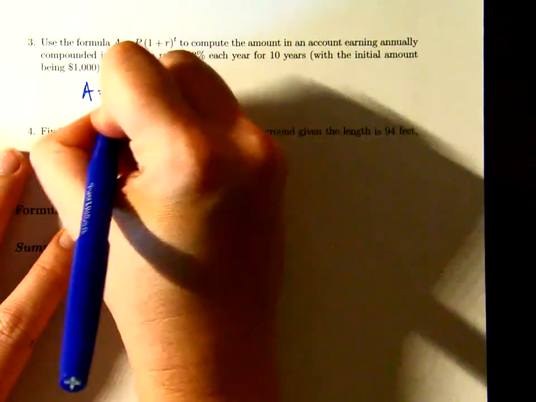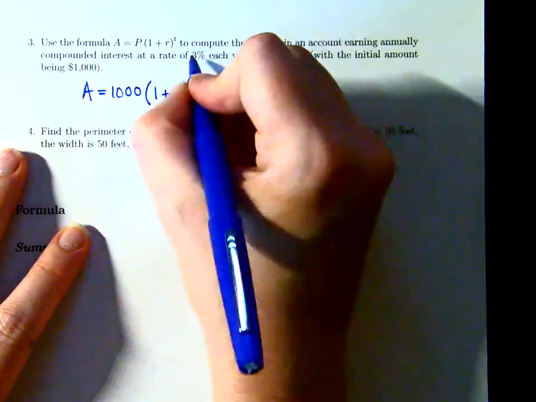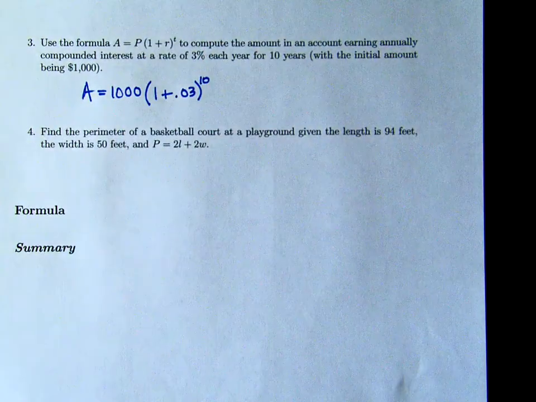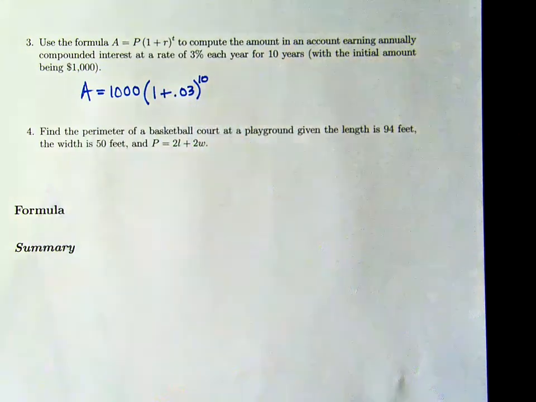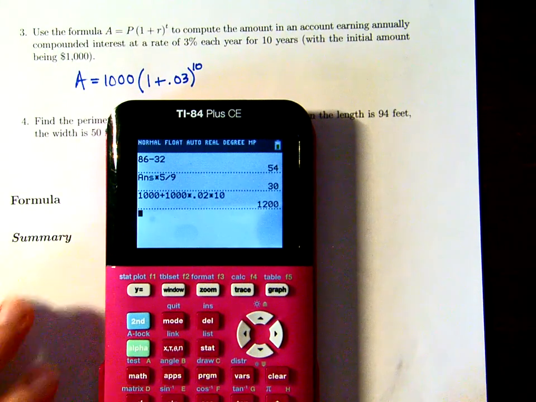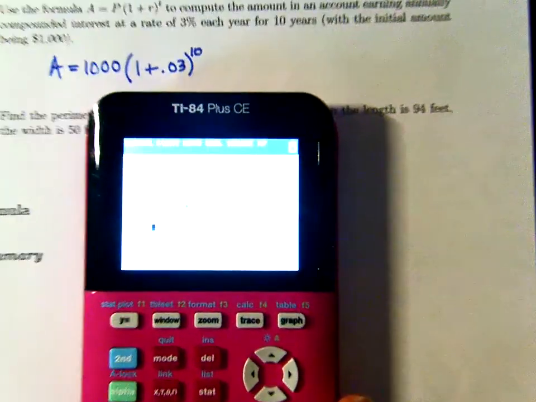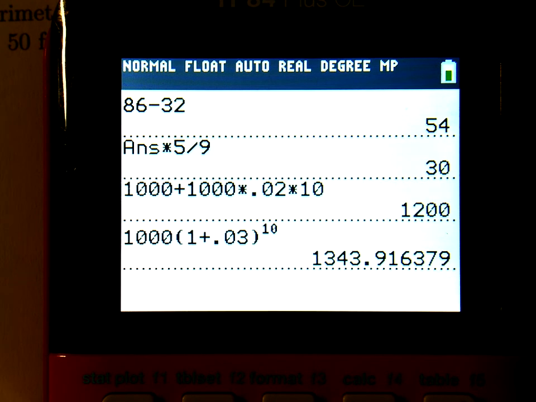So the initial is still 1,000, and our rate is now 3%, so 3 hundredths, and that is the constant multiplier of 1.03, and it's being multiplied by 1.03 10 times. Definitely need the calculator. Here we go. Let's see, 1,000 times the quantity 1 plus 3% raised to the 10th power.